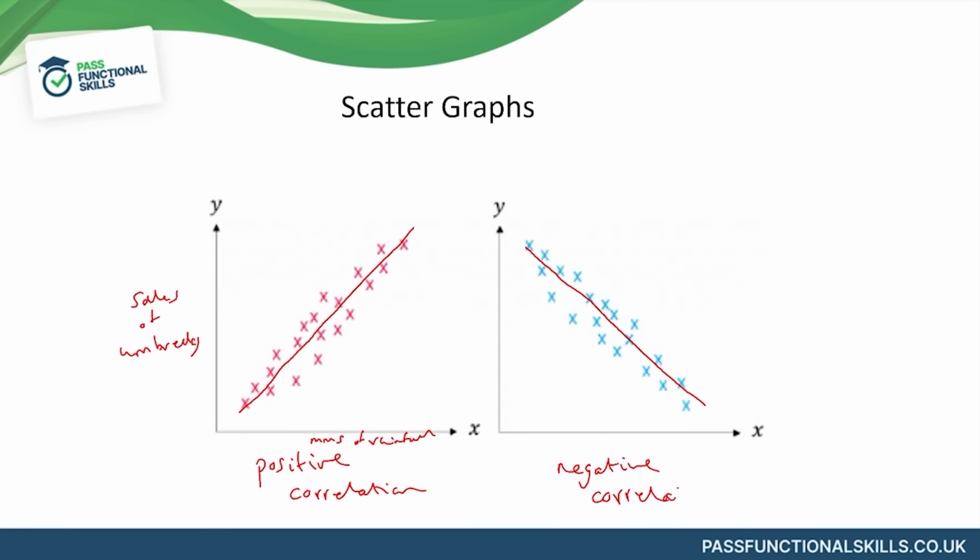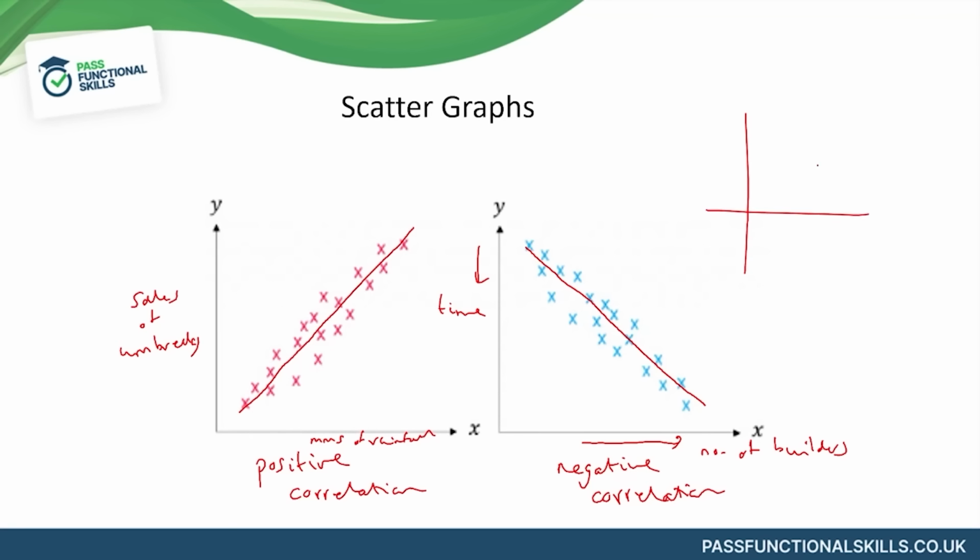And what negative correlation means is that as one value increases, so the x value is increasing, the y value or the vertical value decreases. So this might be, let's say, number of builders, and this could be the time taken to complete a particular job. So as we increase the number of builders working on the job, the time will decrease. So two types of scatter graph: positive correlation and negative correlation.